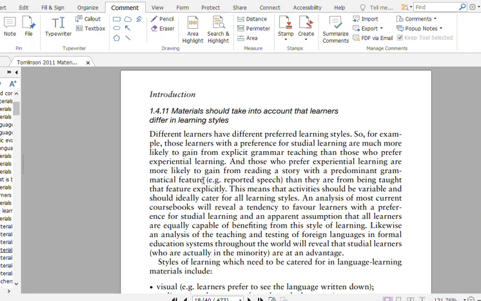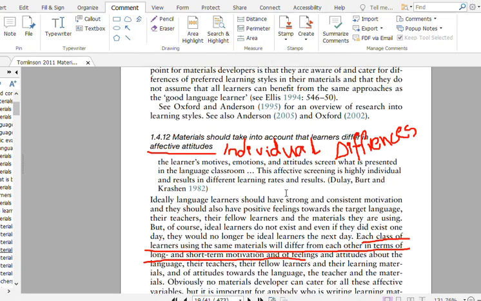And I believe that the students are different. The students come from different societies, from different contexts. Some of them are emotionally ready. Some of them are not emotionally ready. Some of them are privileged. Some of them are underprivileged. So students are different. The materials should take into account, to be sensitive to students' individual differences.